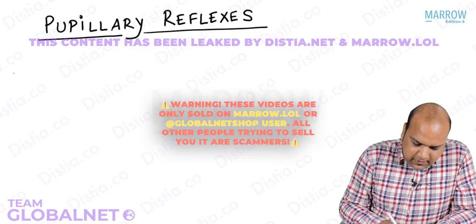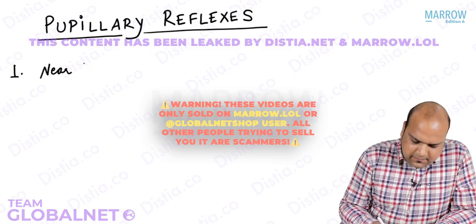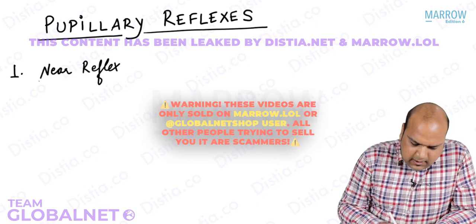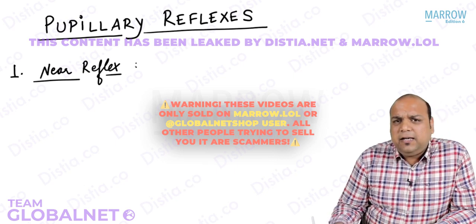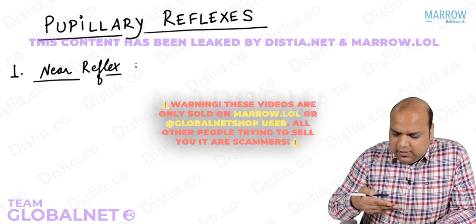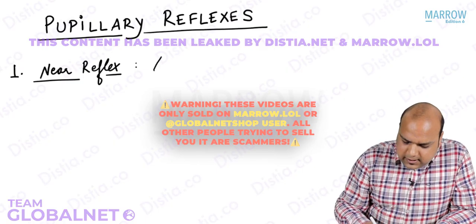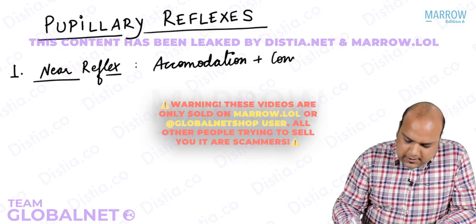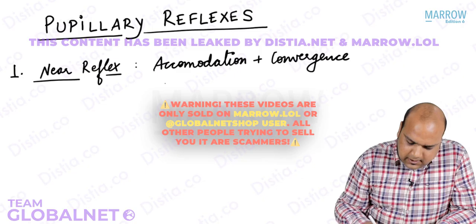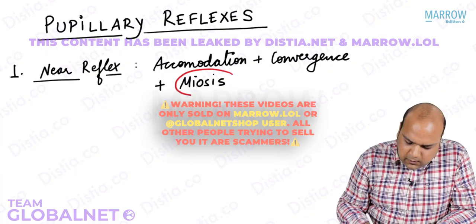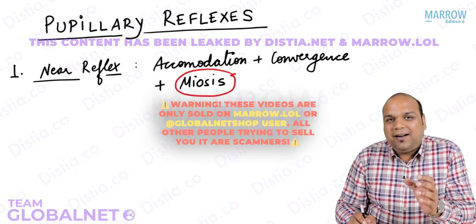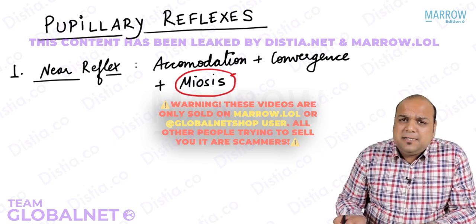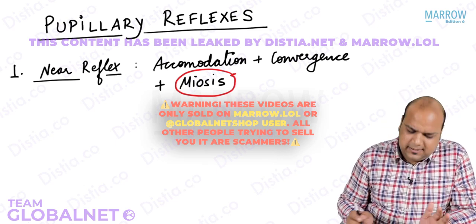Number one, near reflex. Now, near reflex by the name itself is pretty clear: the changes that take place in the eye when we look at a near object. We have already studied about it in the anatomy of the eye chapter. It consists of three parts: accommodation plus convergence plus meiosis. So accommodation we know, convergence we know, meiosis we know. So meiosis is the part which is of the pupil. That means the pupil constricts when we look at a near object.